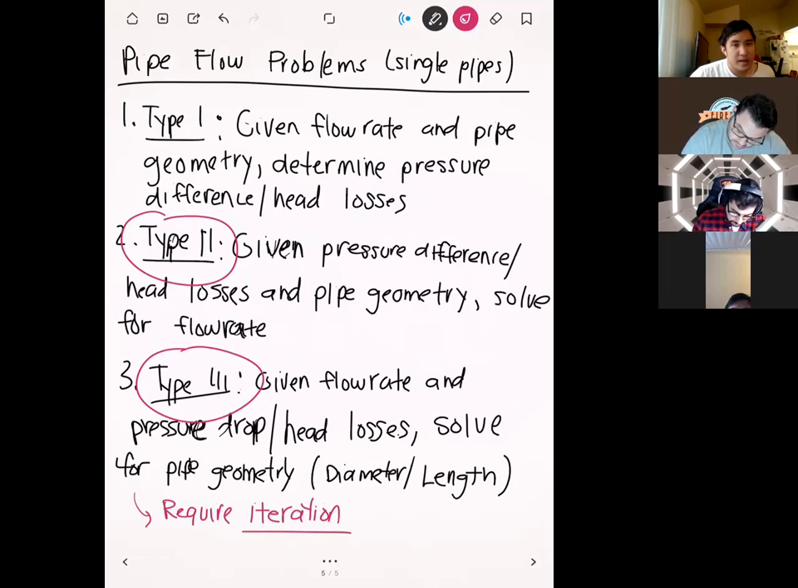And so what do I mean by that? Iteration means that you actually don't have enough information in the problem to fully solve for a solution. So you're going to have to guess a solution and then check it, and then guess and check and guess and check until you get something that's correct. The reason you have to do iteration here is because if you're not given the flow rate, or you're not given the diameter or the length, you're actually not able to compute the Reynolds number, at least not explicitly.